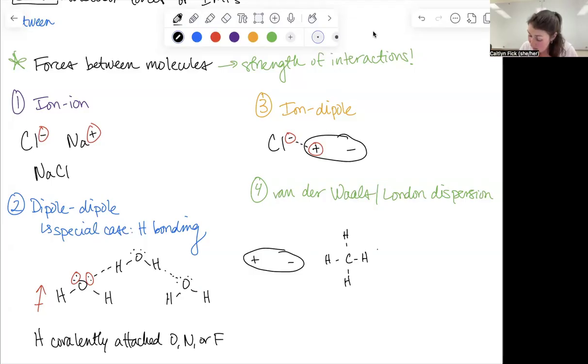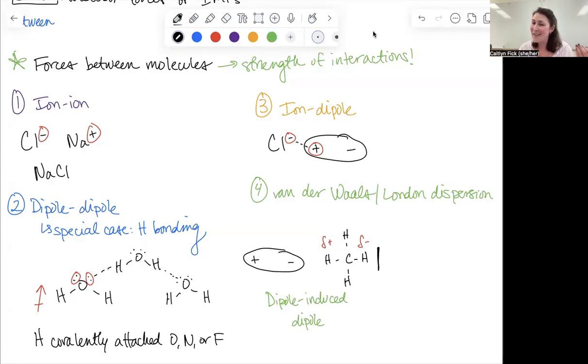We're going to see movement of the electrons to the other side of the molecule, forming a partial positive and a partial negative charge. So our methane did not have a dipole to begin with, but now there's a dipole that's being induced by this molecule that does have a dipole. So we would call this a dipole-induced dipole interaction.